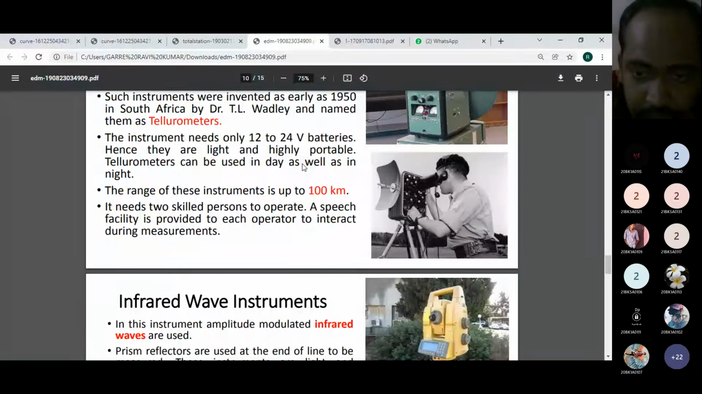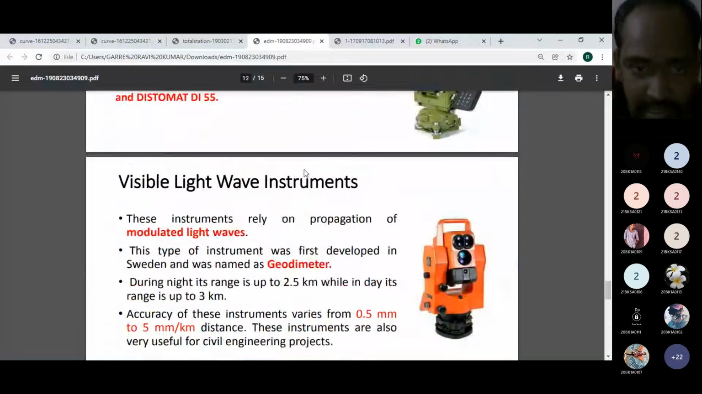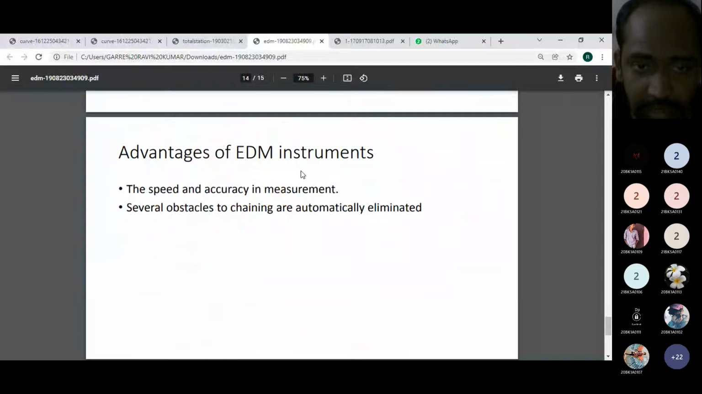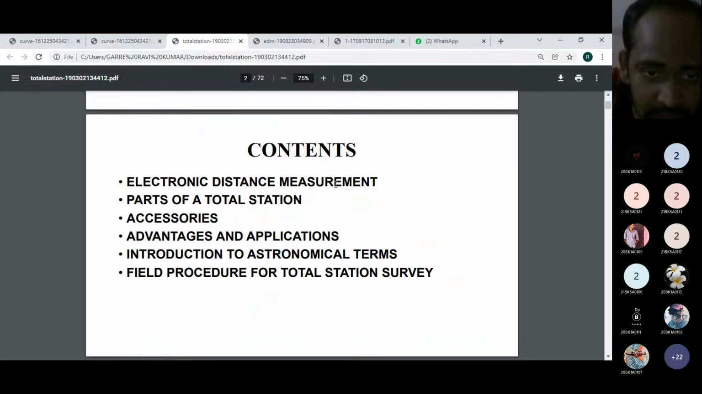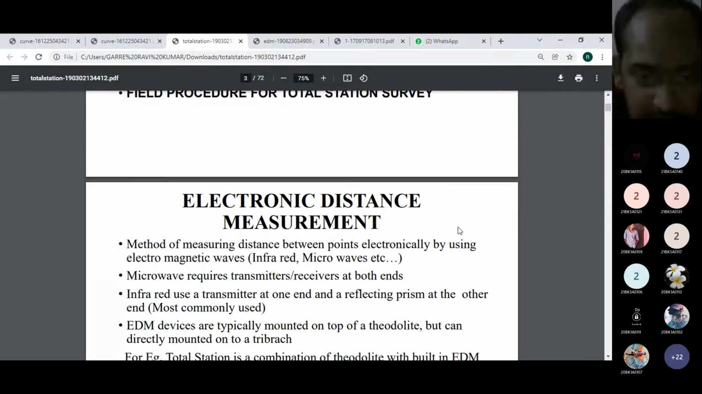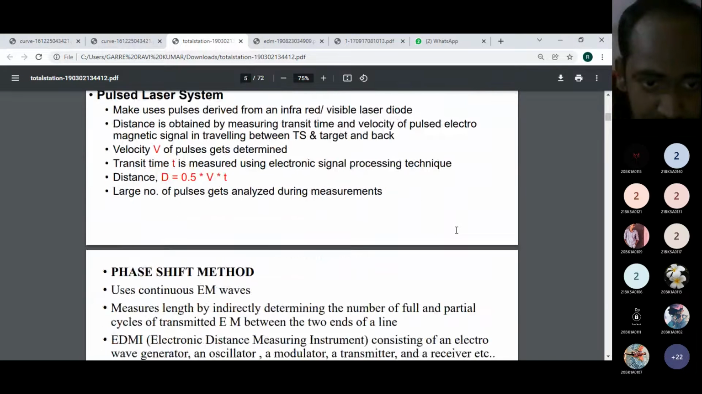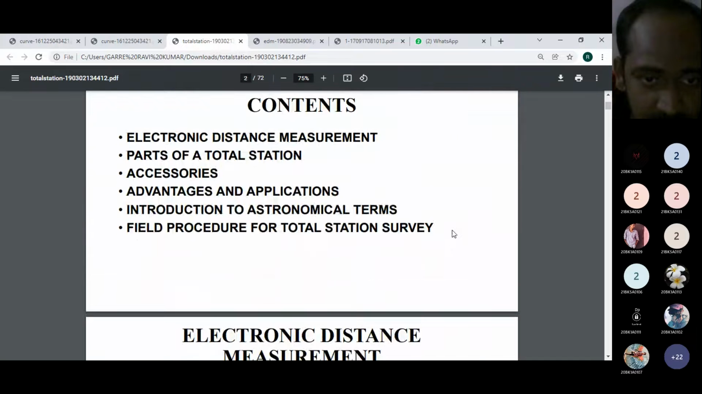Directly we will discuss what we call total station and GPS. In total station, we will see what electronic distance measurement is, what the principle of total station is, what the different parts of total station are, and all the things we will see here.